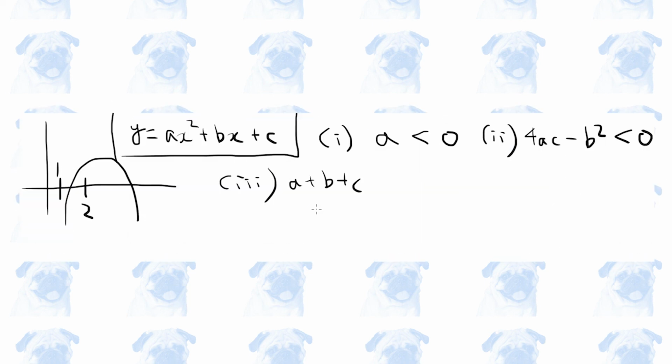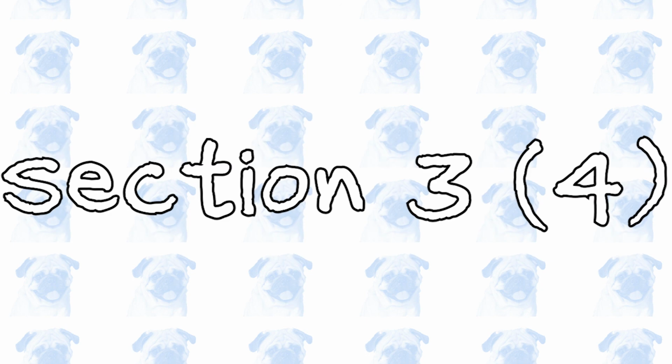In part 3, we need to find whether a plus b plus c is greater than or less than 0. What you need to realize is that a plus b plus c is the value of y when x is 1. So let's look at the graph. When x is 1, the y value is negative. So a plus b plus c must be negative.